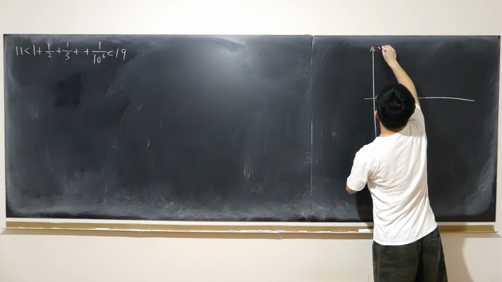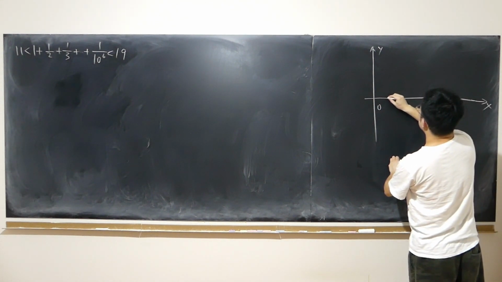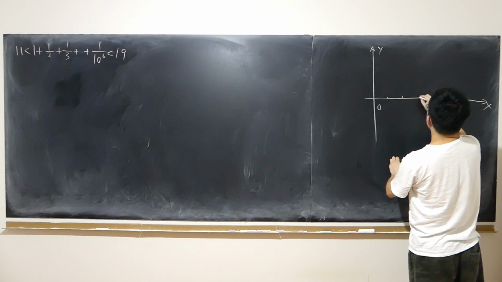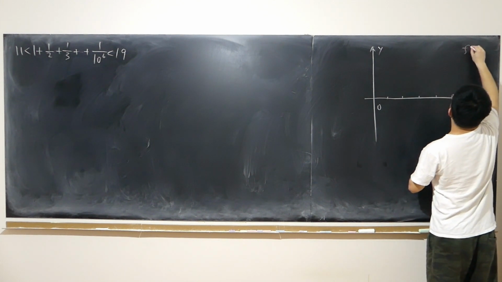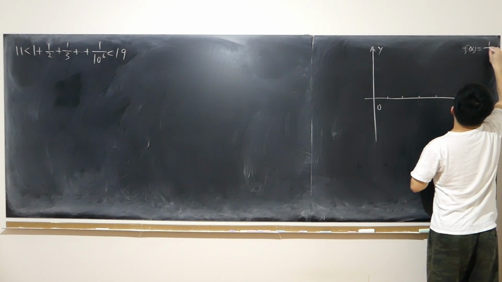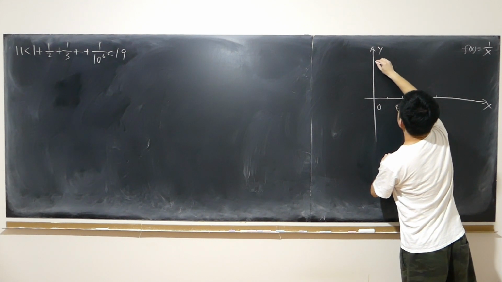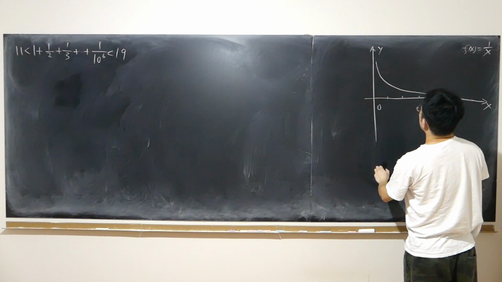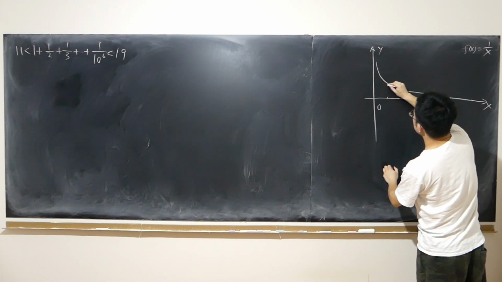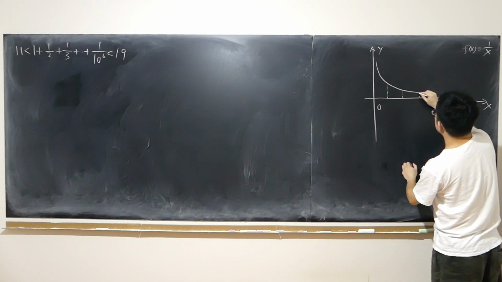So here's 0. Here's 1, 2, 3, 4. And f of x is 1 over x, so the graph will look like this. So I'm looking at this area, right?